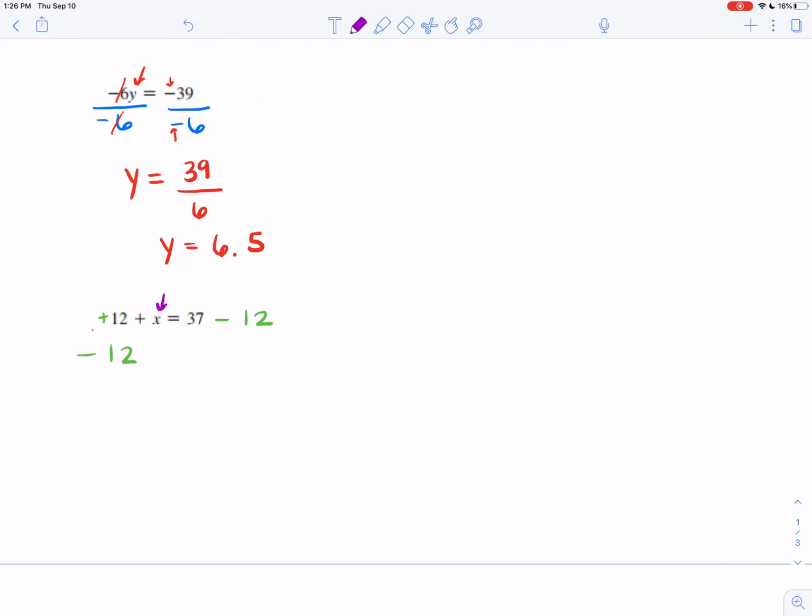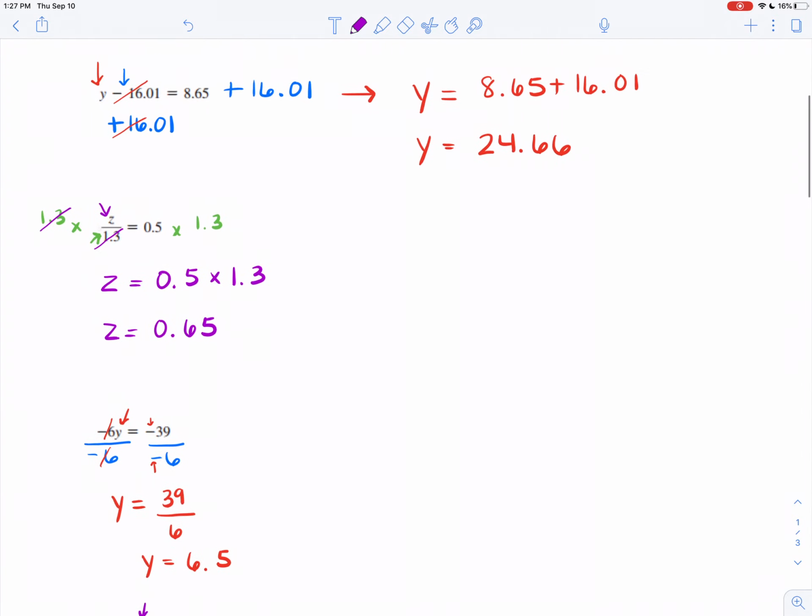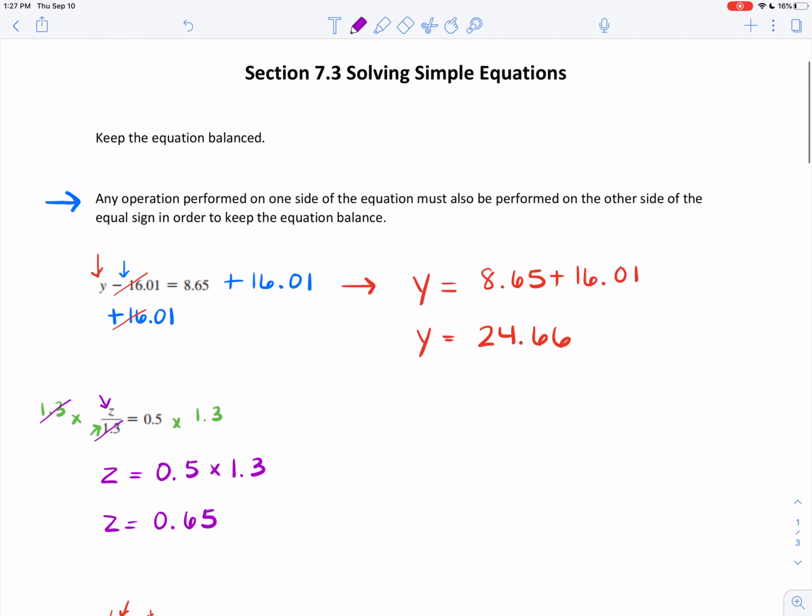Right? And then notice what's going to happen. 12 minus 12 is 0. That's going to go away. I'm left with just x. On the other side, 37 minus 12. So x is going to be equal to 25. All right, so this is all you're going to be doing here in these simple equations: you're going to be looking for the unknown variable. You're going to figure out what's happening to the unknown variable, what operation, is it addition, subtraction, multiplication, division, and whatever it is, you're going to do the opposite of that and use that to solve for the unknown variable.